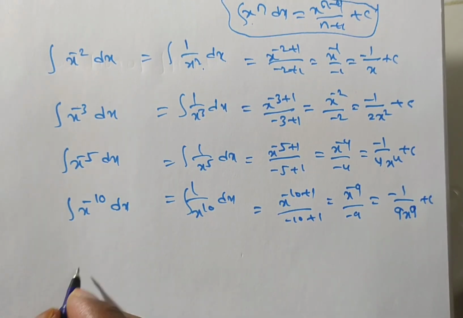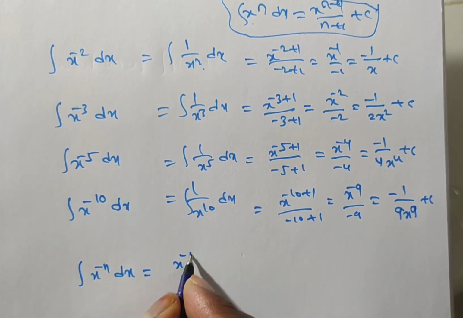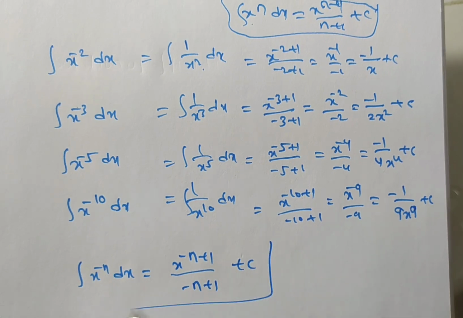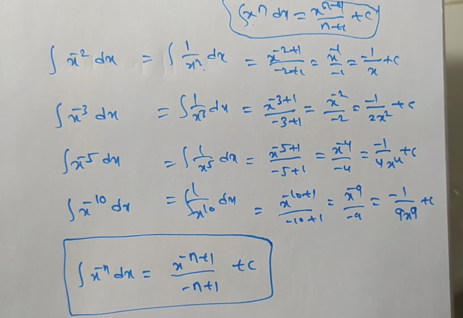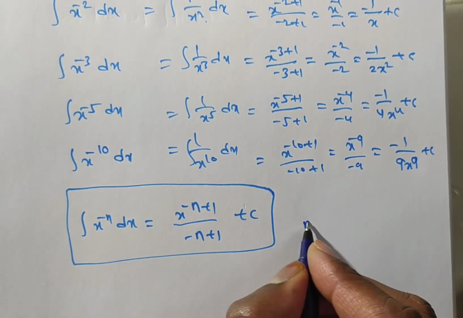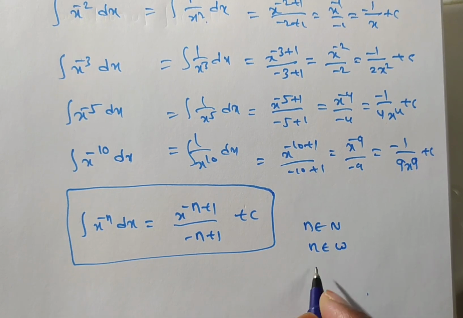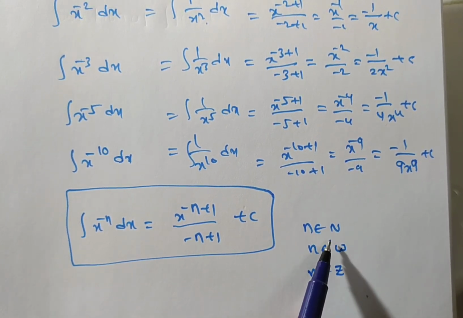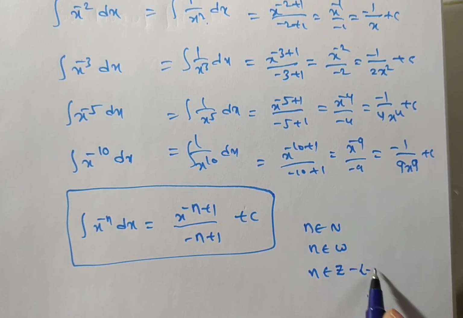So based on this you can say x power minus n dx is x power minus n plus 1 by minus n plus 1 plus c. This is the same standard form 1. From the standard form 1 only we got this one. So now what we have done: n belongs to natural numbers completed, n belongs to whole numbers completed, n belongs to integers completed. Positive integers are nothing but natural numbers. Okay. Next, only here z is for minus 1.